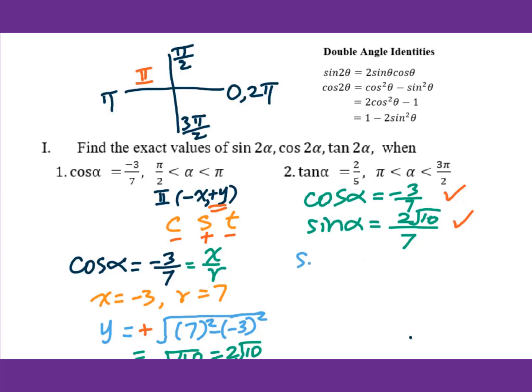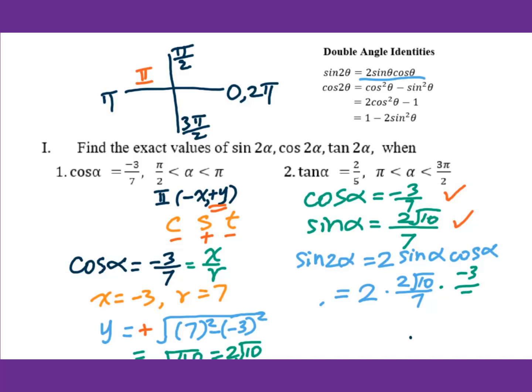Now we figure out sine 2 alpha. Here's the formula: 2 sine alpha cosine alpha. So we plug in 2 times sine alpha, which is 2 square root of 10 over 7, times cosine alpha, which is negative 3 over 7. I put the 2 over 1. Denominators multiply, we get 49. Numerators multiply: 2 times 2 is 4, times negative 3, that's negative 12 square root of 10.